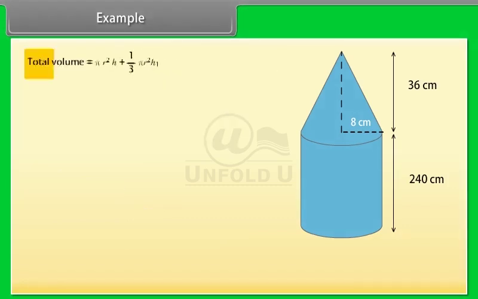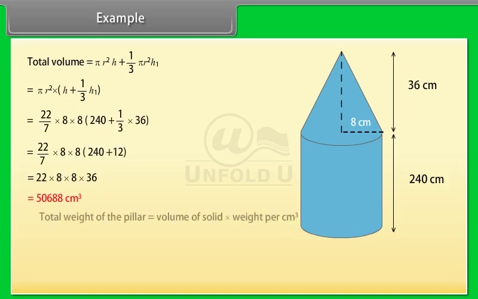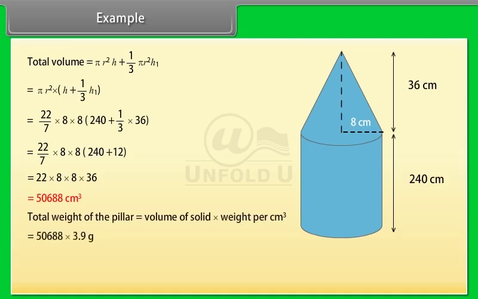Therefore, total volume is equal to pi r square h plus 1 by 3 pi r square h1. This is equal to pi r square into h plus 1 by 3 h1. Solving this, we get total volume is equal to 50688 centimeter cube. Now, total weight of the pillar is equal to volume of solid into weight per cubic centimeter. This is equal to 197683.2 grams, or 197.6832 kilograms.